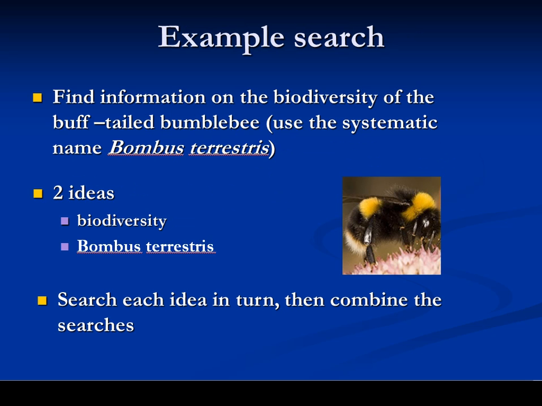For example, I'm looking to find information on the biodiversity of the buff-tailed bumblebee. There's two ideas for the search here: biodiversity and a species of bumblebee. When searching in BIOSIS for a species, you should use the systematic name, so I'll search for Bombus terrestris. I'll search each idea in turn and then combine the searches.